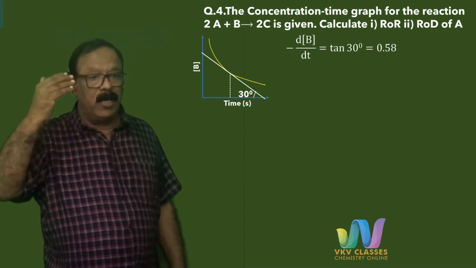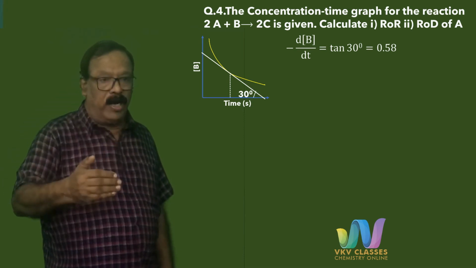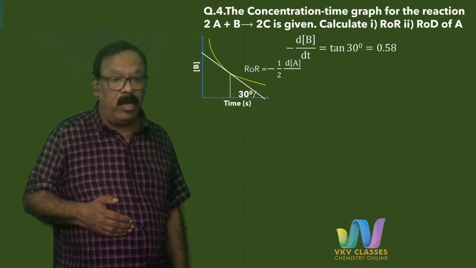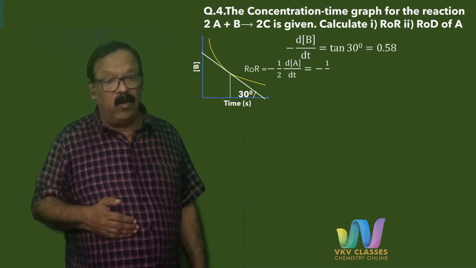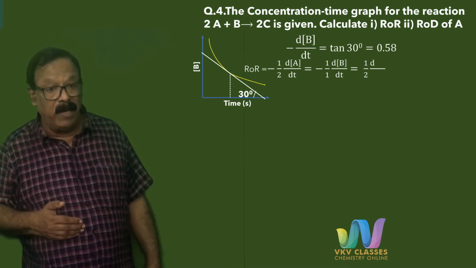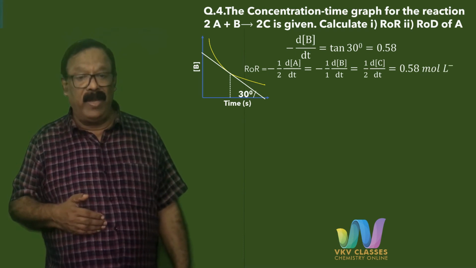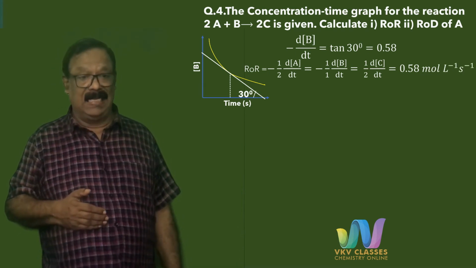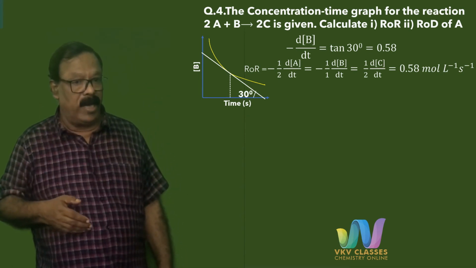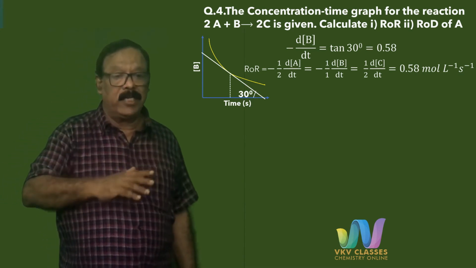And from the equation, how will you write the rate equation? A's rate has 2, so divide by 2; B's rate is divided by 1; C's rate is divided by 2. So ROR will be minus 1/2 d of A by dt. This will be equal to minus 1/1 d of B by dt. This will be equal to plus 1/2 d of C by dt. This will be equal to 0.58 mole per liter per second, because dB by dt is what is given to us. That will be the rate of reaction too, because for the substance with one molecule in the equation, its rate is the same as the rate of reaction.